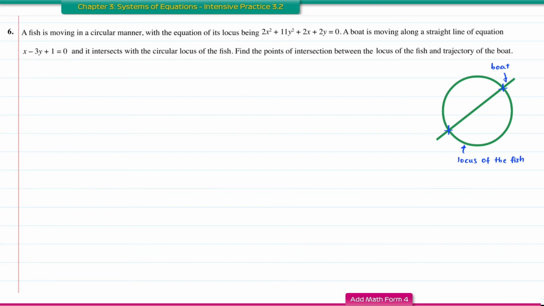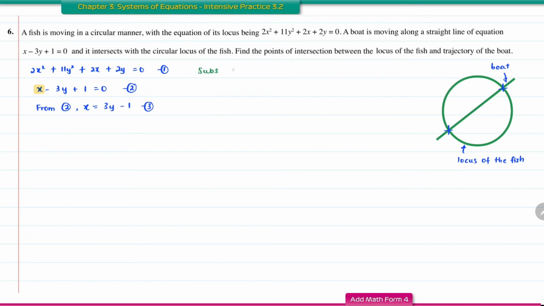So here we need to solve these simultaneous equations. So first, the equation of the circular locus of the fish, we're going to let it become our first equation. And for the boat, the equation is x minus 3y plus 1 equal to 0. I'm going to label number 2 for this equation. And we're going to solve this using the substitution method. So I'm going to choose the x from equation number 2 to become the subject of the formula. So from 2, x is equal to 3y minus 1. All right, so this will be our equation number 3.